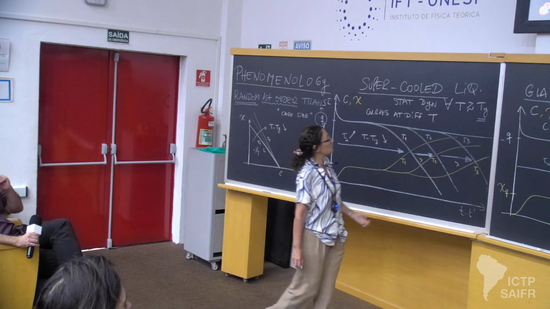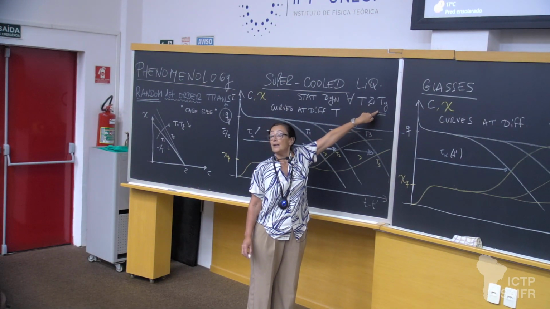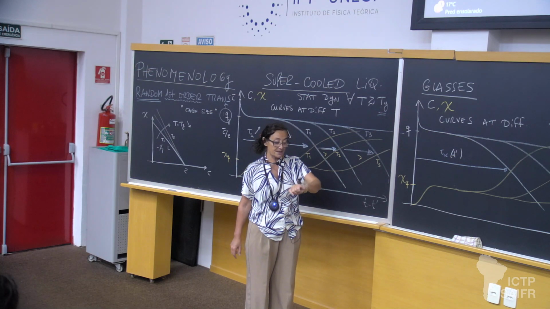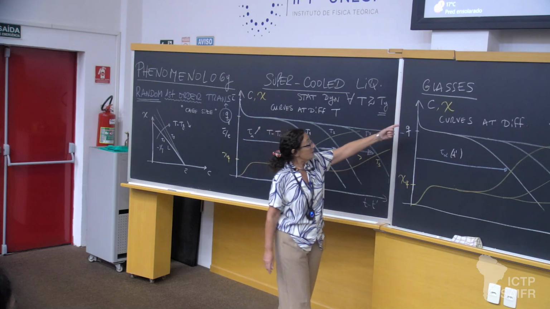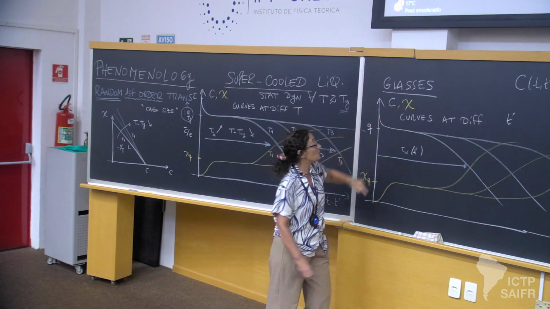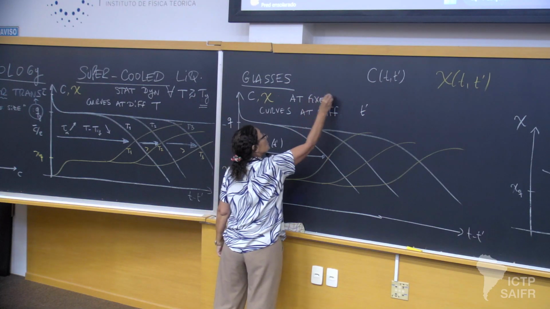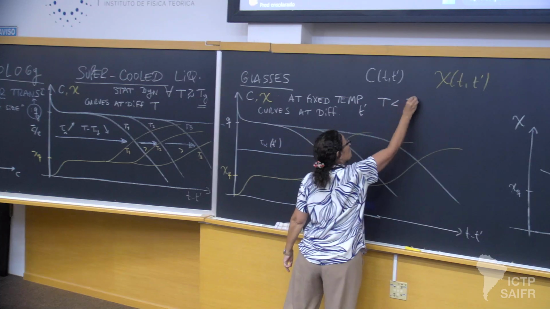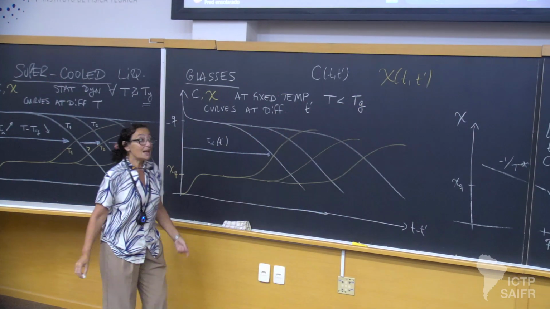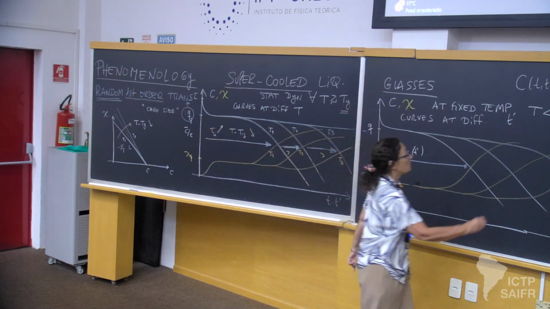Now then, what happens if you do the quench to a temperature which is below Tg? If you quench below Tg, the system is no longer able to equilibrate with the environment. It evolves out of equilibrium. And what you observe for the correlation functions and linear response functions at fixed temperature T below Tg is that the dynamics is no longer stationary. There's no longer stationarity.